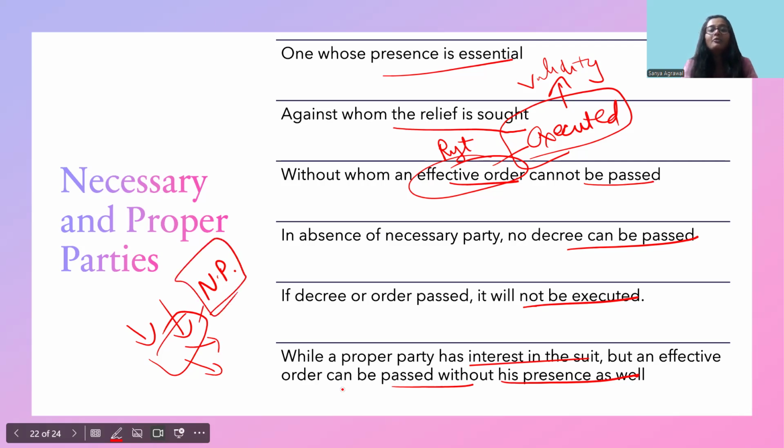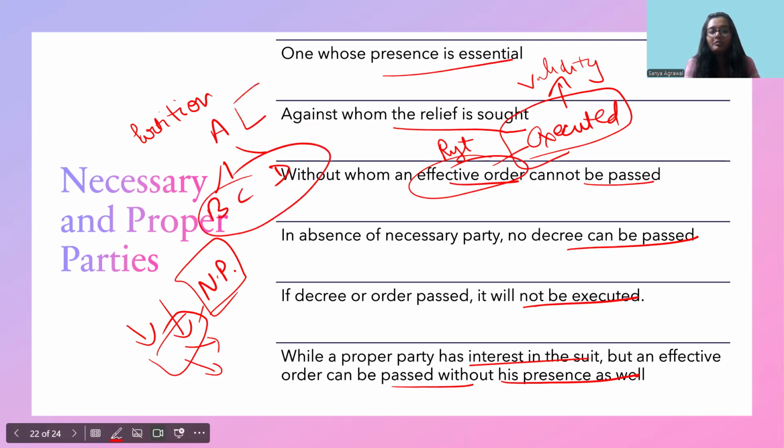For example, in a partition suit, all the people who have a direct right to claim. Let's say A is the father who has three children, B, C, and D. All these three people have a right over the properties of A. So if a suit is filed between B and C and D is not added, and it is a partition suit, here D will become the necessary party, and if the suit is decided, D will have the power to challenge the decision because he has not got his share and only B and C have got the share. Without the presence of D, an effective order cannot be passed, or if it is passed, it can be challenged and therefore it cannot be executed. So therefore all of them will become necessary parties.